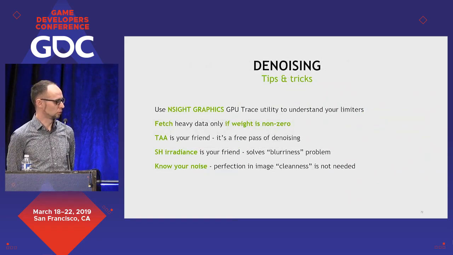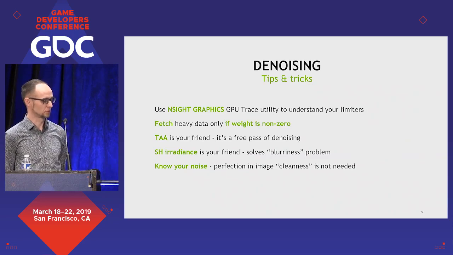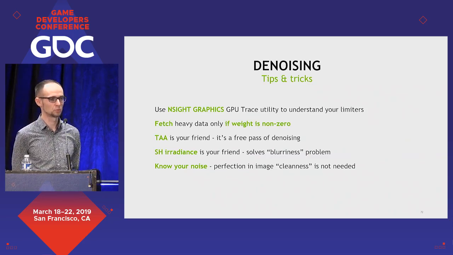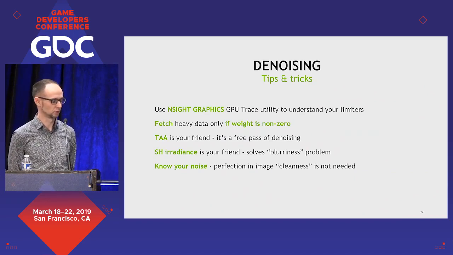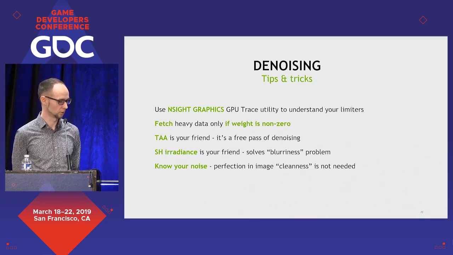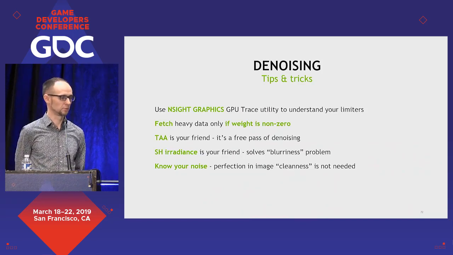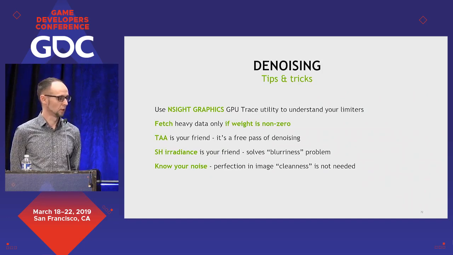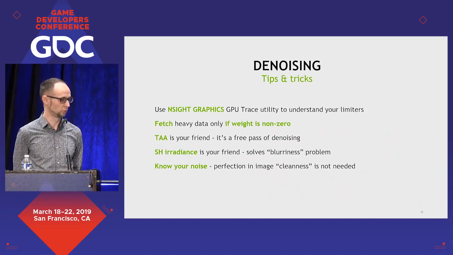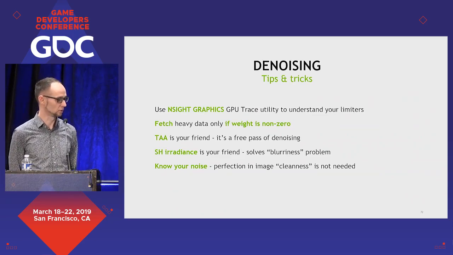So, very short list of denoising tips and tricks. It's funny, but on Turing GPUs, blur-like filters can be easily shader-bound, ALU-bound, or math-bound, and not texture-bound or memory-bound, as you expect. So don't forget to optimize your math, and please use Nsight Graphics to understand your limiters. It works perfectly in our case, so our data is very heavy, so we don't fetch data if the sample weight is almost 0.